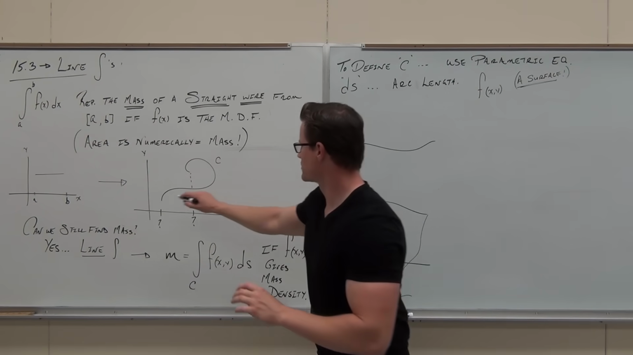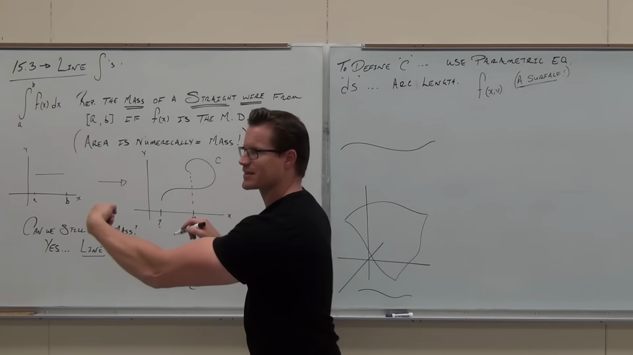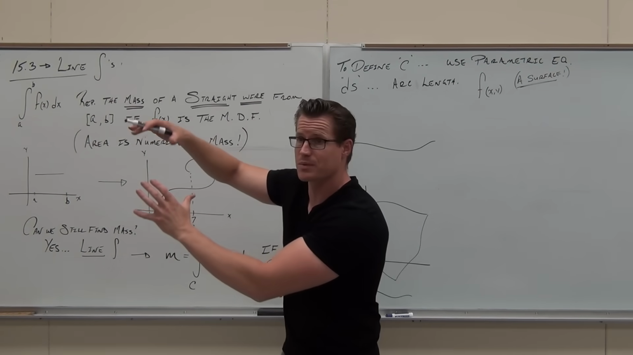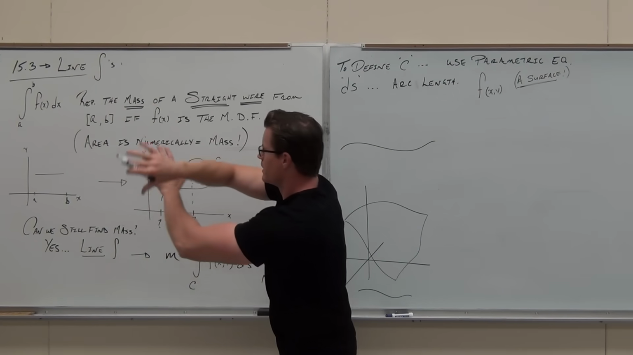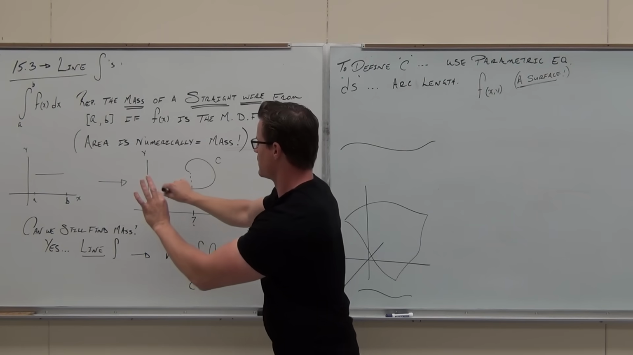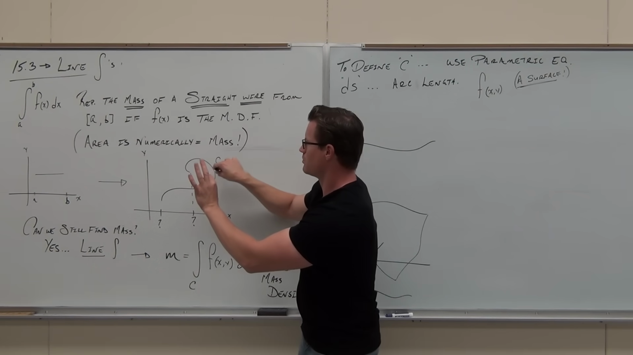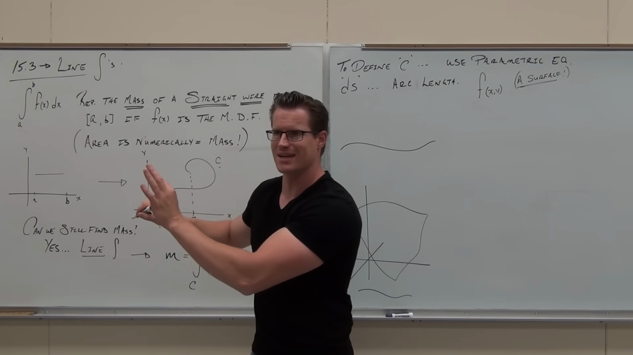Look, here's my curve. Here's the z-axis. Here's a surface, which also represents the mass density function. Here's your curve, here's your surface. That surface will give you a height over every single point along that curve. Do you guys get that idea?